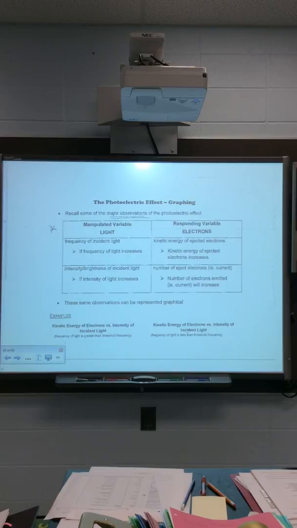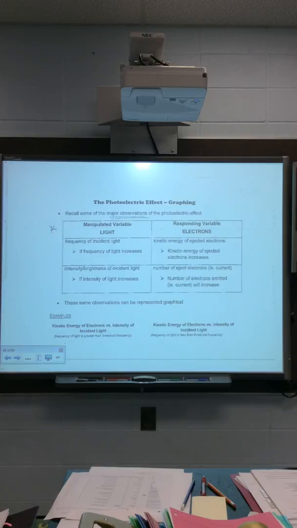And that we can measure with a multimeter. So if we go back to our diagram, the photomultiplier tube with the plates in it, attached to a multimeter: if we increase the intensity, more electrons would be emitted. If we increase the frequency past that threshold frequency, then the kinetic energy of the electrons increases. And we can see this graphically.